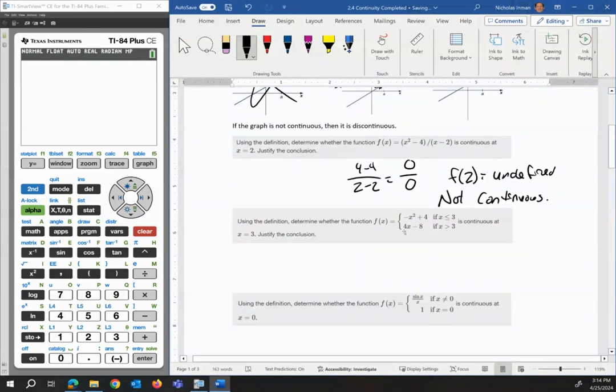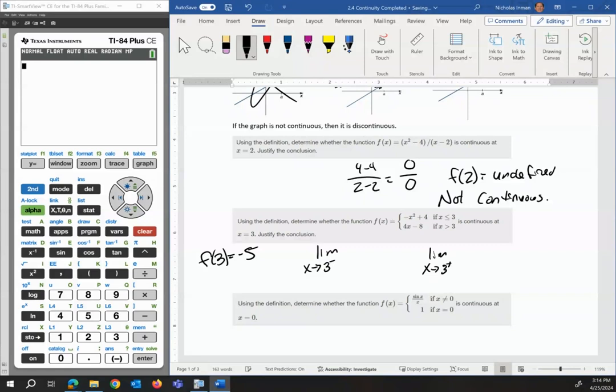Number 2, let's check it out. If we plug in 3, negative of 3 squared, so that's negative 9 plus 4, is negative 5. Great, so it does exist. It is defined at 3. All right, does the limit exist? Well, it's a piecewise function, so we have to do the limit as x approaches 3 from the left and 3 from the right.